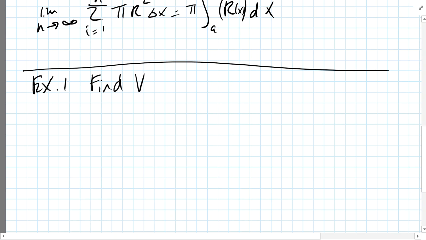Find V. Can I just abbreviate so we can get on with this? Sure. Okay. And then what is it? We have a region defined. That's a really ugly G.